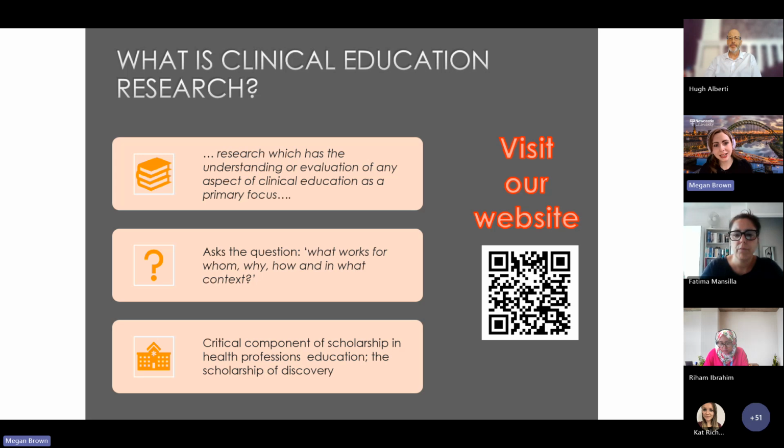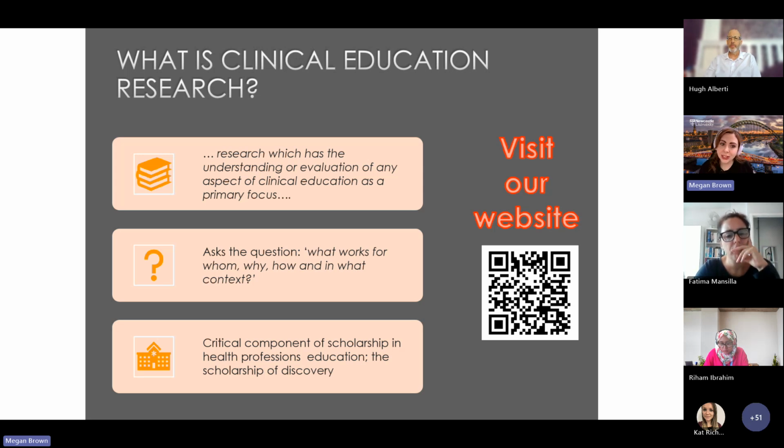A few highlights from that information would be that clinical education research is research which has the understanding or evaluation of any aspect of clinical education as the primary focus. And as you can probably appreciate, that's very broad, but essentially needs to be the focus of the work. Lots of work will touch on education or recommend education as something that needs to happen after the research, but here it takes center stage and it's the star of the show.